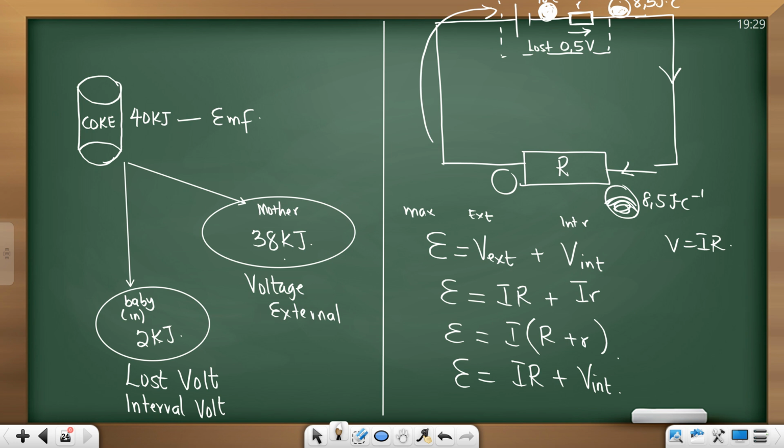So whenever we have internal resistance, we lose power. Just continually think of internal resistance as the little baby. So the mother doesn't get to enjoy the full maximum capacity that the cell can give. Please, did this make sense?